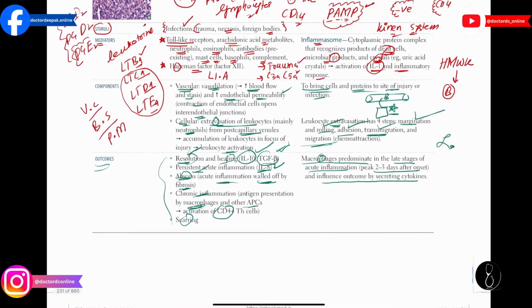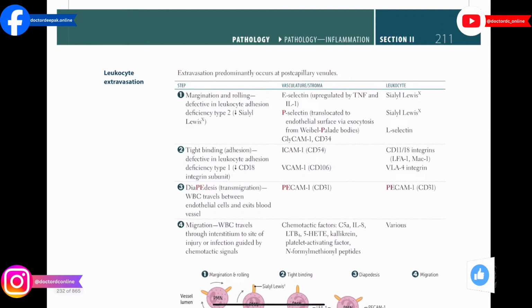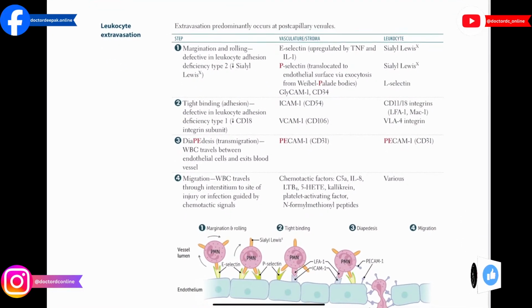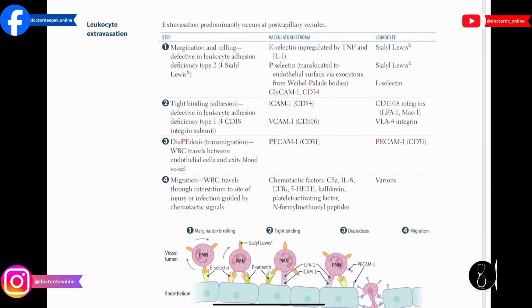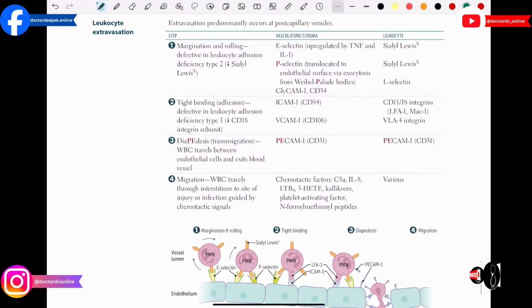Now let's discuss leukocyte extravasation. These are the important points from which you will get questions in your exam. First of all, let me explain with my own approach, which I used when I was preparing for Step 1. In leukocyte extravasation, the first step is margination. The first step is margination.